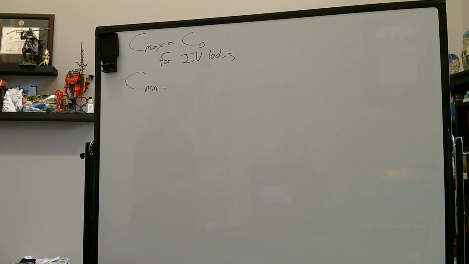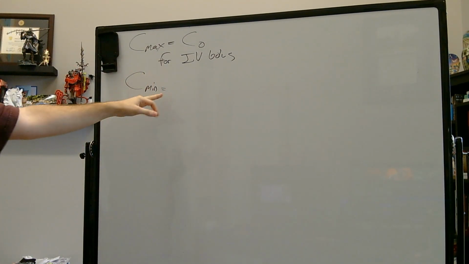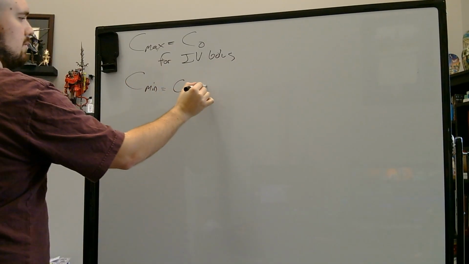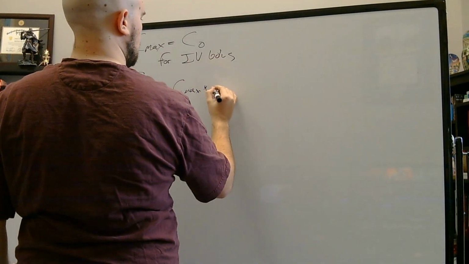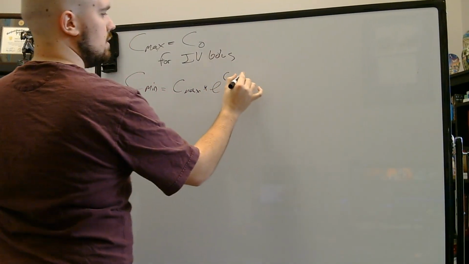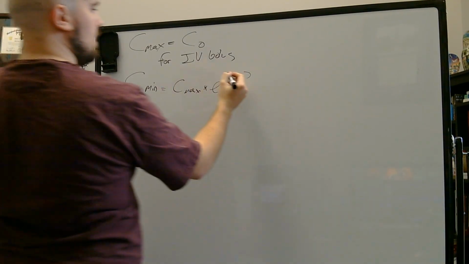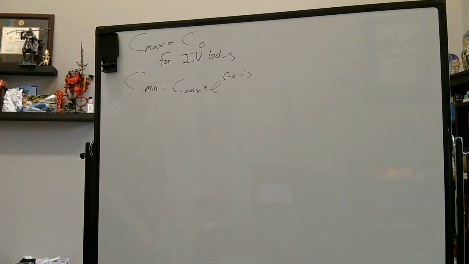For this one, it can be calculated from Cmax. So Cmin equals Cmax multiplied by e, and then up here, in the exponent, it is negative K tau. All right, so, breaking it down.